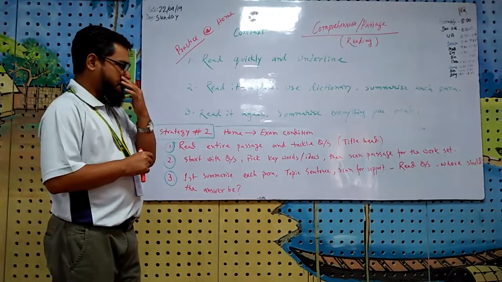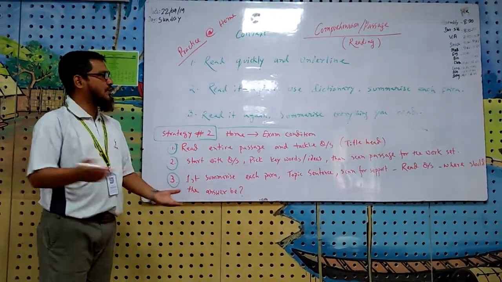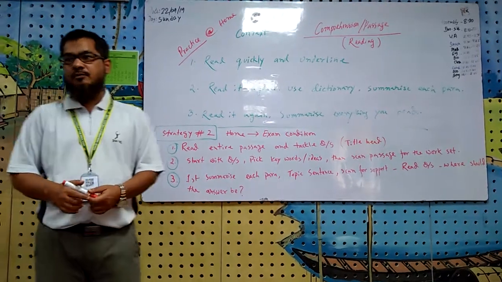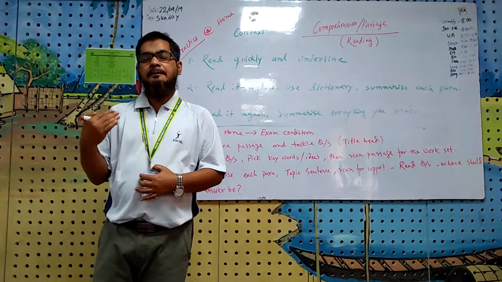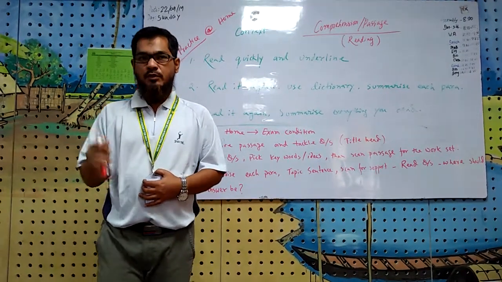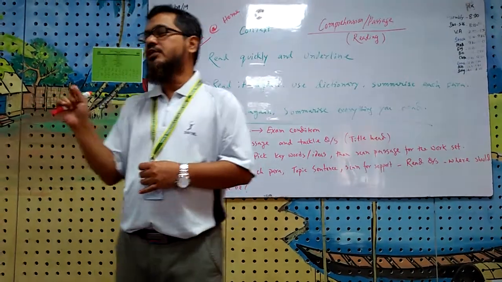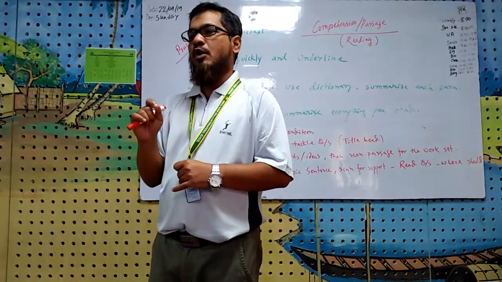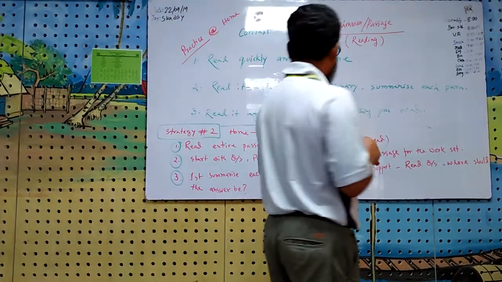Now, strategy number one: read quickly and underline. You have to read the whole extract or passage, and it could be a comprehension or a story, whatever you are doing. You have to read and underline those words which you don't know. This is a common practice you can do.